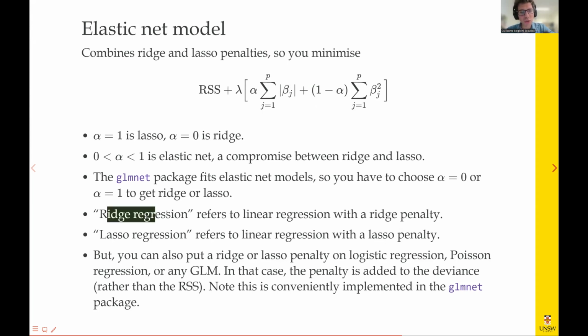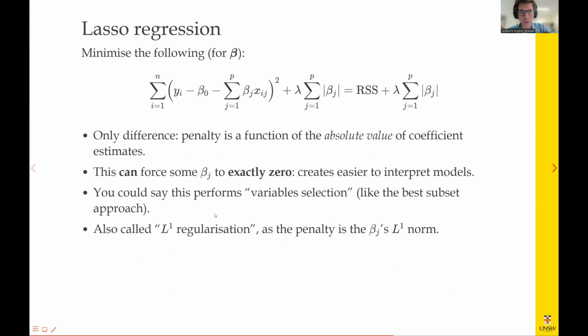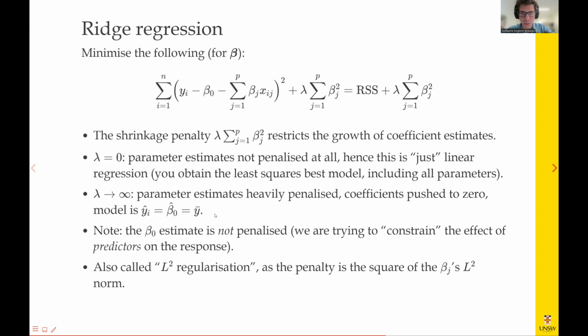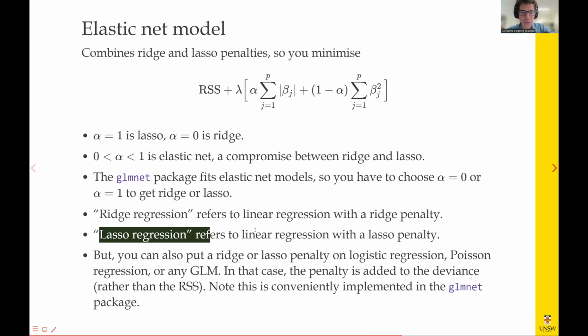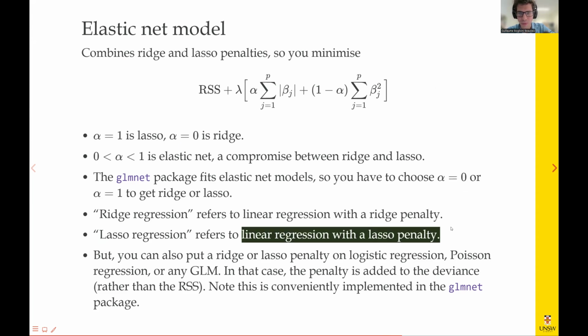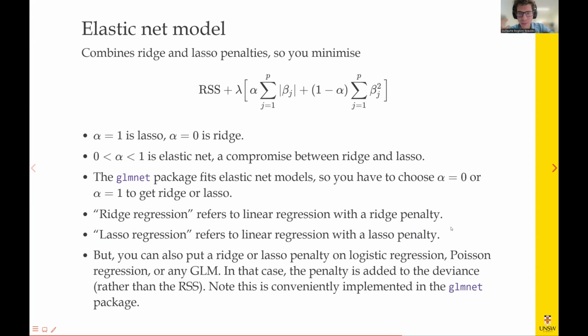Now, just a bit of terminology. Usually when we say ridge regression, we mean good old linear regression with a ridge penalty. So ridge regression would be minimizing this. Likewise, if we say lasso regression, we mean linear regression with a lasso penalty, so minimizing this. But this idea, more than a specific model, is an approach to modeling or a tweak on existing models. So you can apply it to GLMs at large.